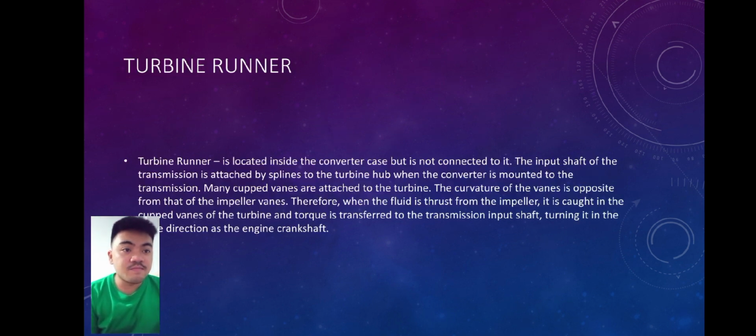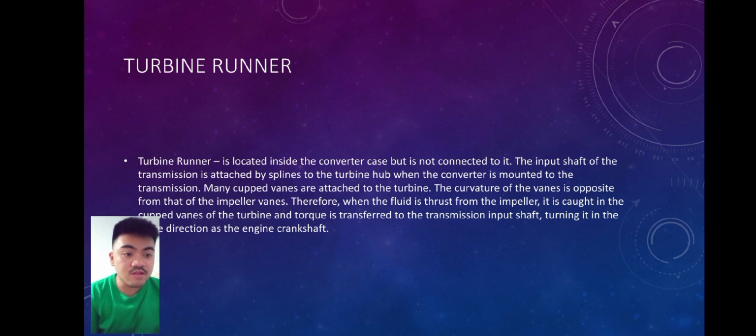Turbine runner. The turbine runner is located inside the converter case but it's not connected to it. The input shaft of the transmission is attached by splines to the turbine hub when the converter is mounted to the transmission. Many vanes are attached to the turbine. The curvature of the vanes is opposite from that of the impeller vanes.